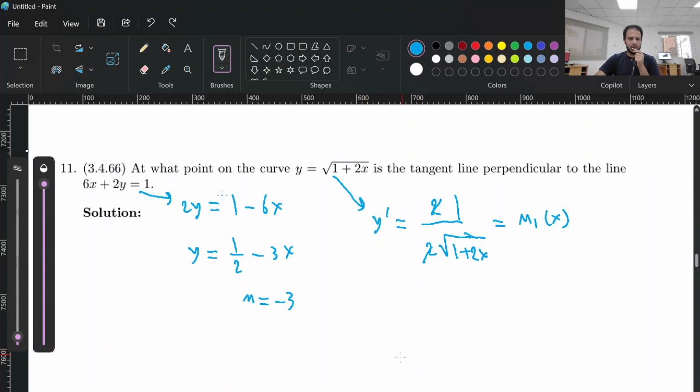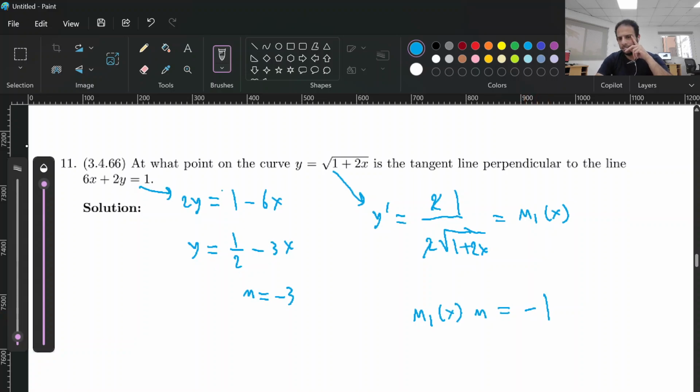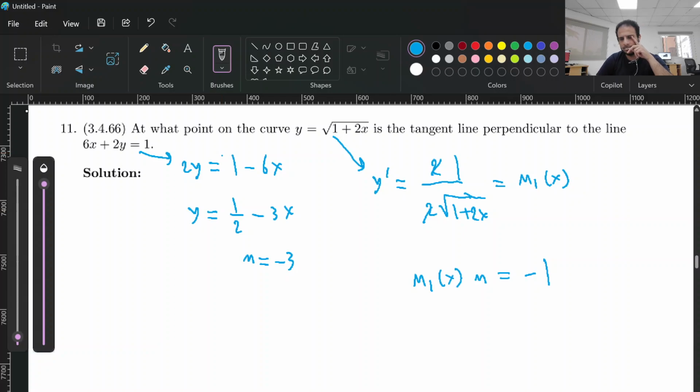Now we need to solve the equation: m1 of x times m equals what? Minus 1, right? Good. So m1 of x times minus 3 equals minus 1. Divide both sides by minus 3, you get what? 1 over 3. Good. So where is that? Yes, it's here. 1 over 3.